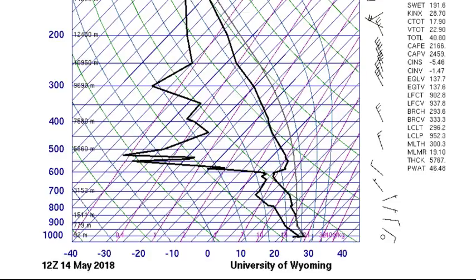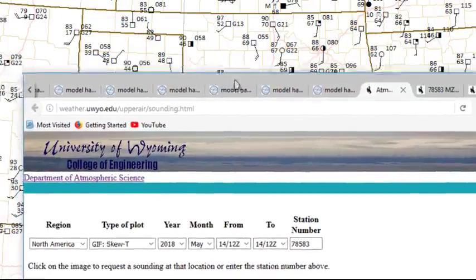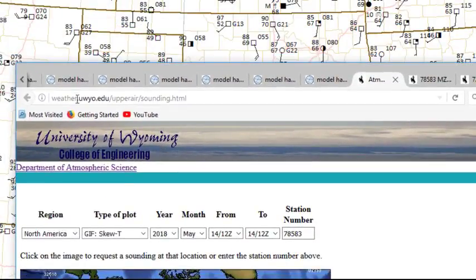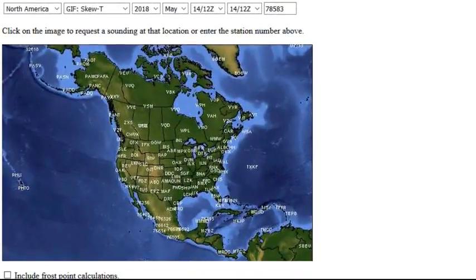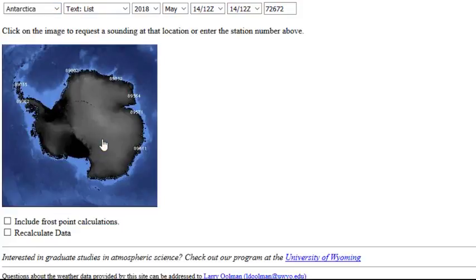So all kinds of neat detail, and I would definitely recommend going to University of Wyoming. There's the link there, weather.uwyo.edu. And this is a good way to practice. Just pull up different soundings and check them out. You can also go to different locations around the globe. So we can even go to Antarctica.